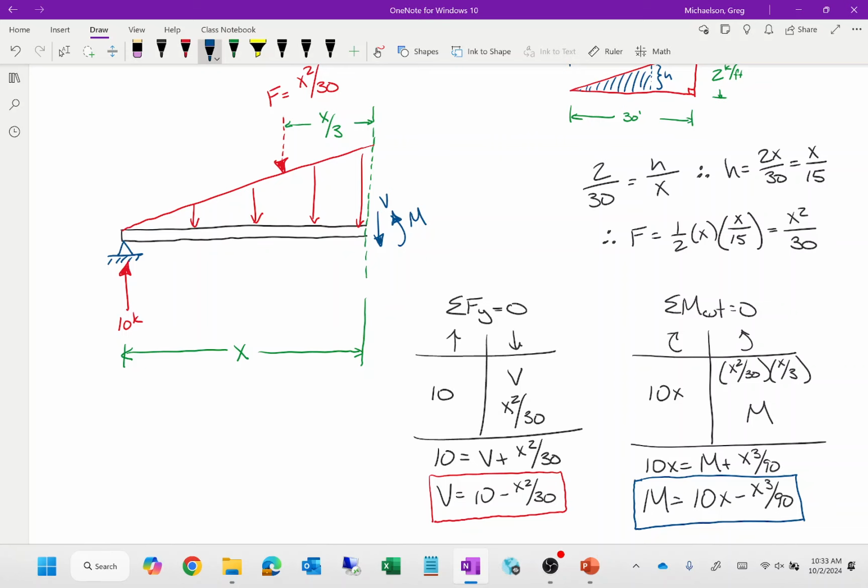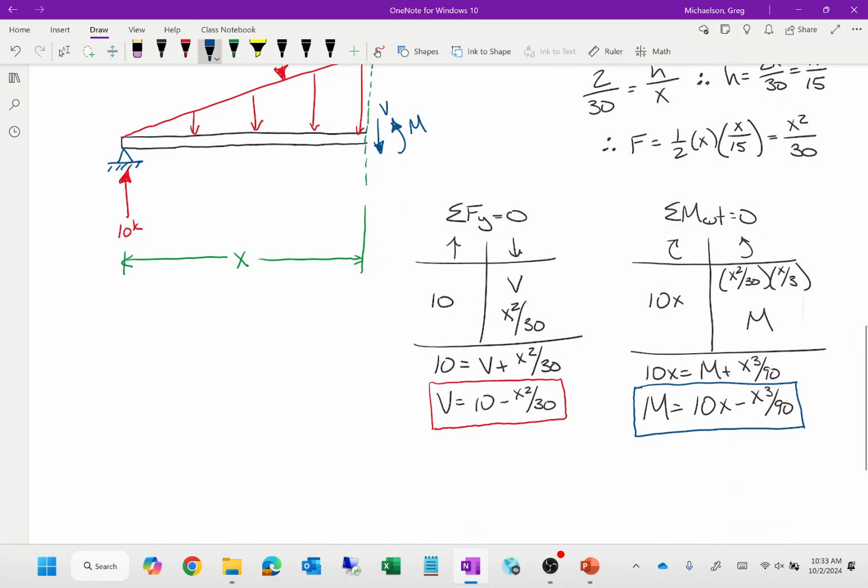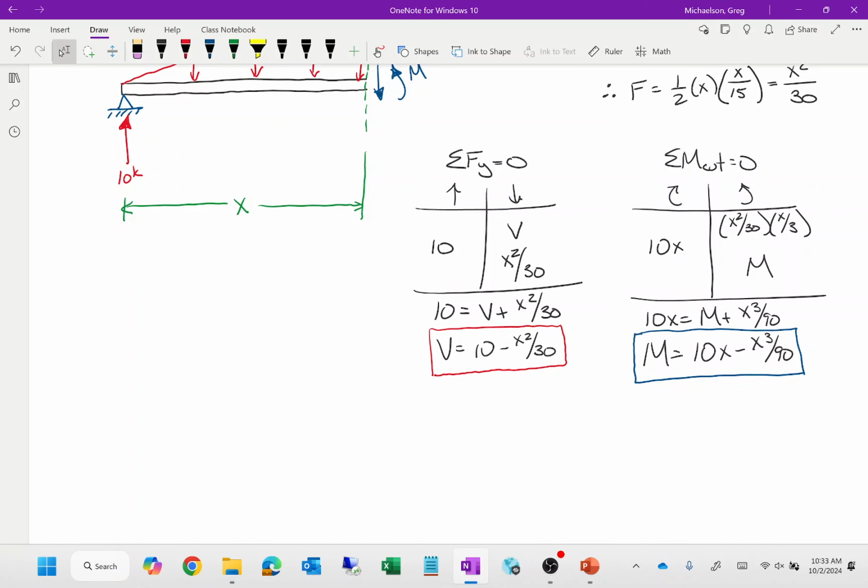So factor the 10 out. What's the derivative of x? 1. Minus, factor out the 90. What's the derivative of x cubed? 3x squared. So I get 10 minus x squared over 30. It's almost like the derivative of moment equals the shear. By golly gosh gee. So I'll just put a note.